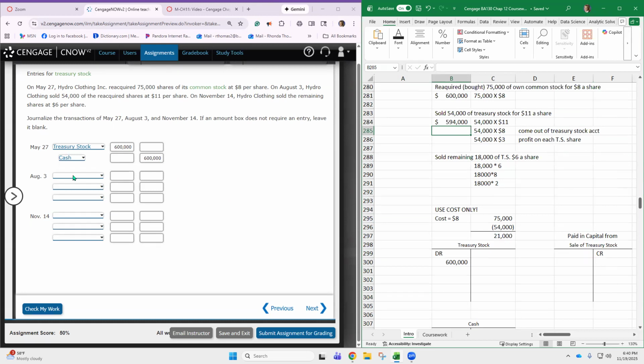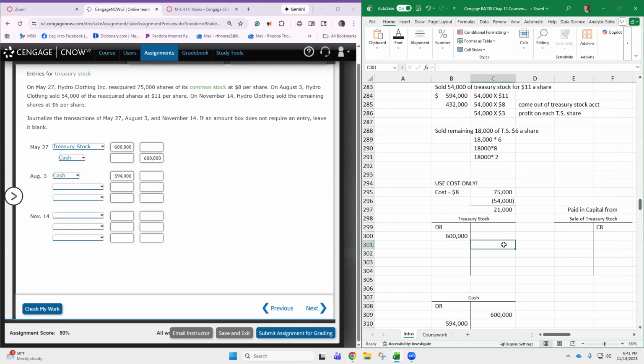So, here comes cash for selling those 54,000 at $11 a piece. So I have 594,000 as my debit. Now I'm going to remove 54,000 shares, but I can only remove them from that treasury stock at $8 a piece. So we're going to go 54,000 times 8. That's going to be $432.